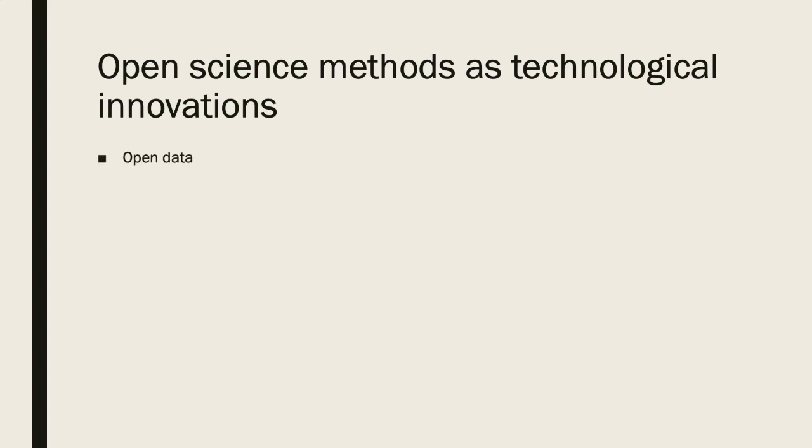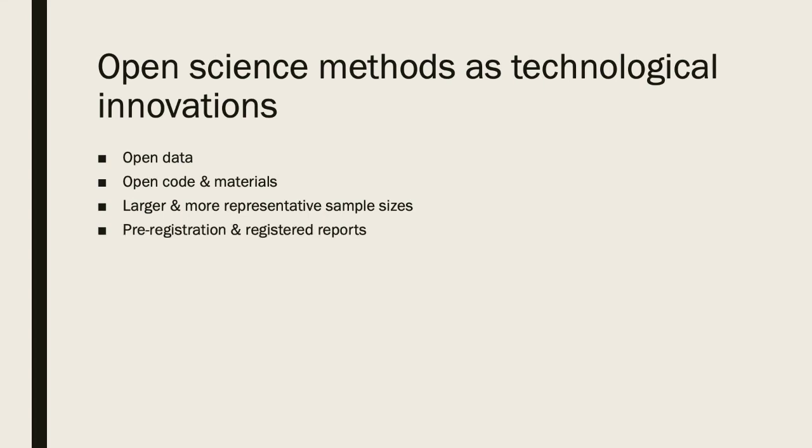These things include stuff that's pretty straightforward, like open data, open code, and open materials, and larger and more representative sample sizes. Again, I'm going to talk a little bit in detail about larger sample sizes. They also include the use of pre-registration and registered reports. A registered report is where you say what you're going to do, that is the thing reviewed by your peers, and then the paper is published regardless of what you find.